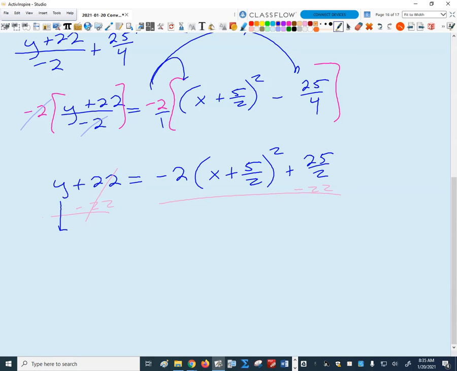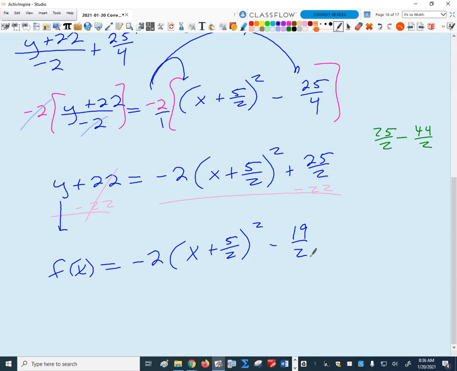And that gives us, we'll call that f of x equals negative 2 times the quantity x plus 5 halves squared. And then 25 halves, let's just do a little side math here. So we get 25 halves minus 22 would be minus 44 halves, right? So that gives us negative 19 halves. There you go. So now you know that this is in vertex form. I know that h is -5/2 and k is -19/2.